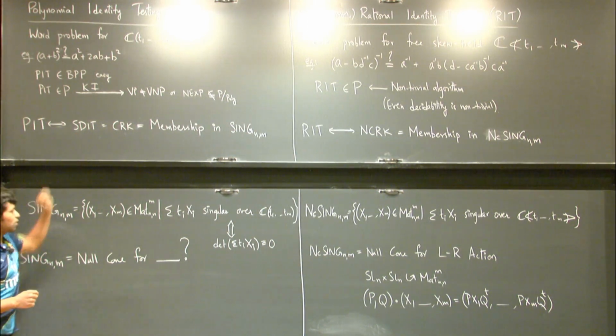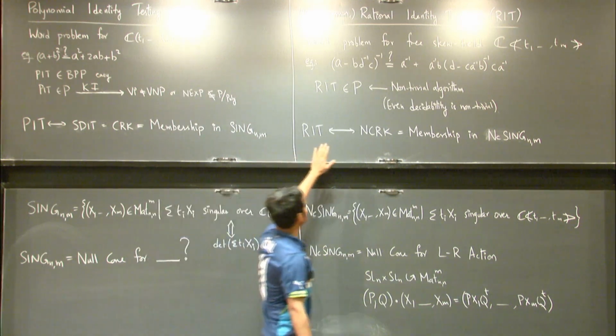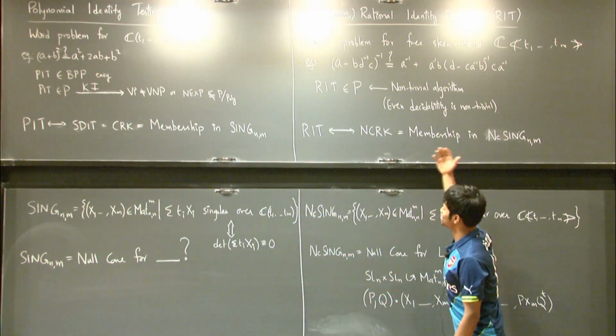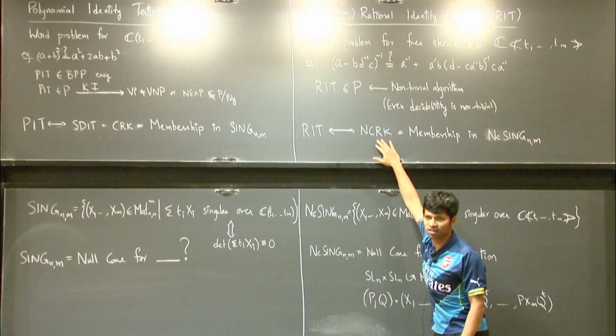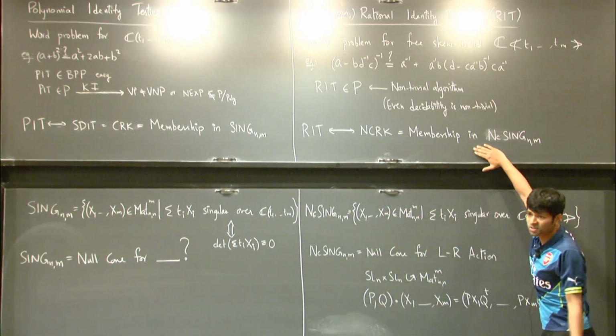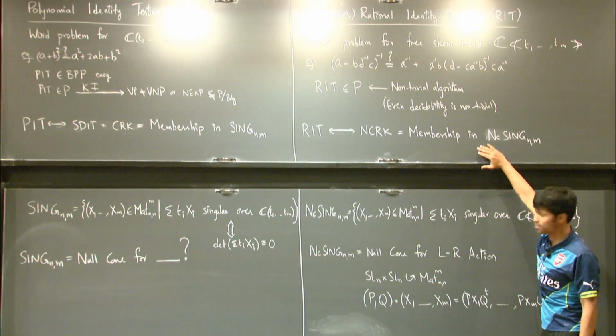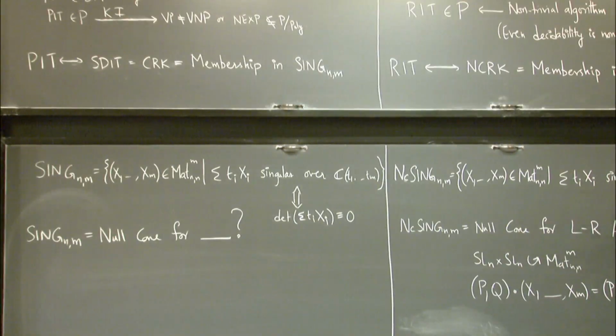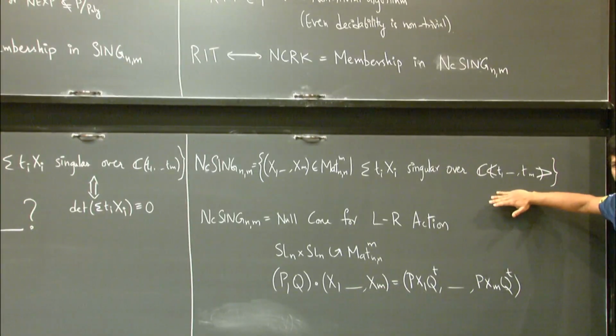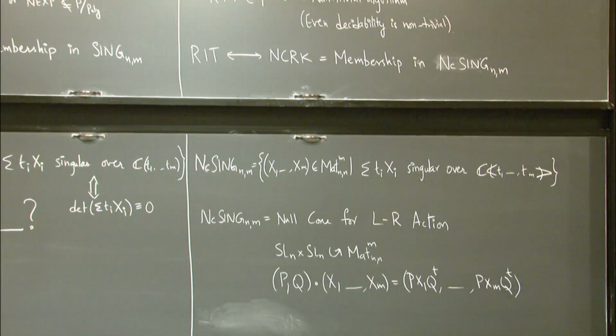Okay. And on this side, it's the same thing. You take this rational identity testing and you can write it as this problem of computing non-commutative rank, which is membership in a different subvariety, but looks very, very similar. And here it's m tuples of matrices such that the formal linear combination is singular over this free skew field. Okay. So far both stories look pretty much the same.